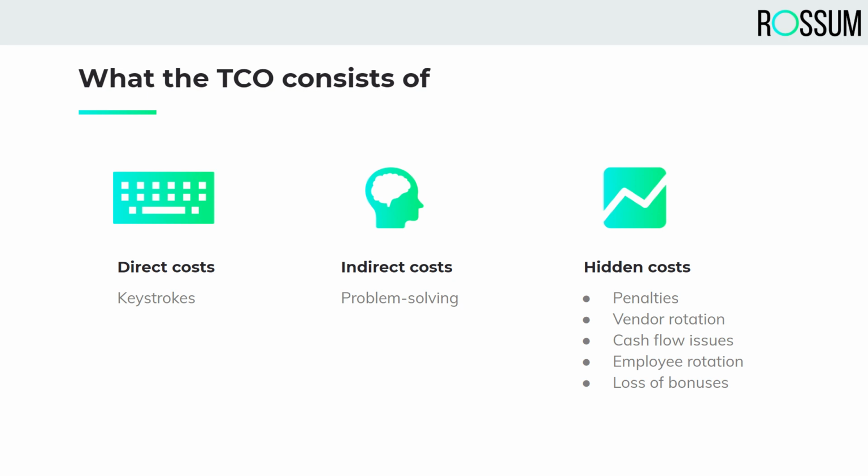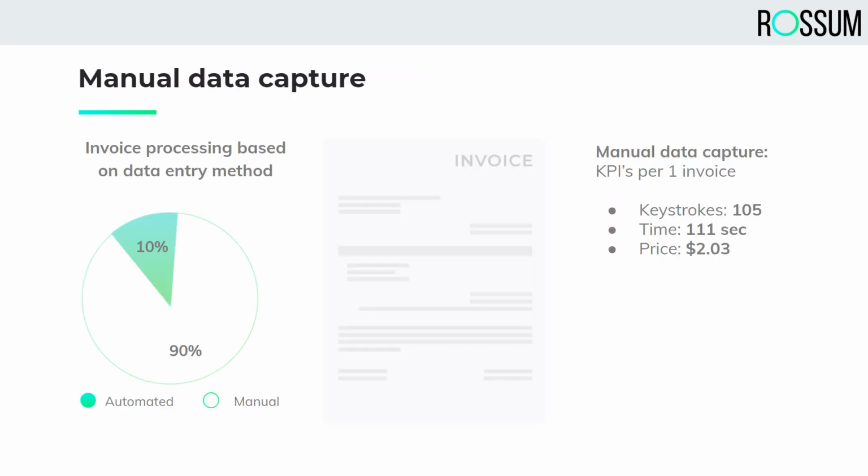Then there are hidden costs. These are intangible costs, which pretty much make up everything else. They include penalties for late payments, loss of bonus for early payments, cash flow issues, vendor issue escalations, vendor rotation due to poor communication, employee rotation due to an inefficient process, etc. Goes on forever. In the year 2017, 90% of documents were being processed manually.